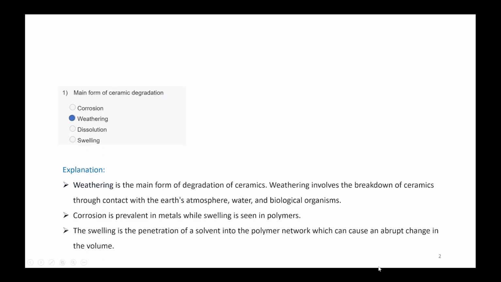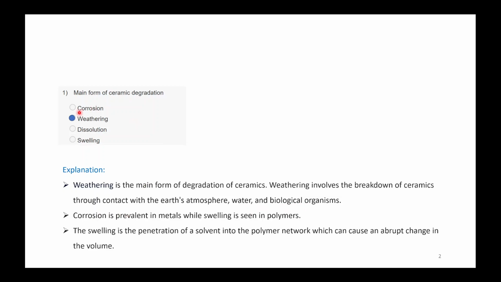First question is, the main form of ceramic degradation is: corrosion, weathering, dissolution, or swelling. Your answer for this question will be weathering, because it is the main form of degradation of ceramics. It involves the breakdown of ceramics through contact with the Earth's atmosphere, water, and biological organisms.